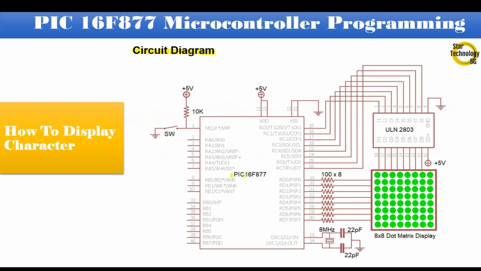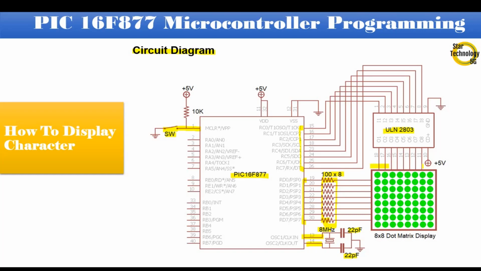It is PIC16F877 microcontroller. Pin number 1 is master reset. If we press the switch it will reset the microcontroller. Port C is interfaced with dot matrix display's rows through an ULN2803 IC because microcontroller cannot provide enough current for operating 64 LEDs. Port D is interfaced with dot matrix display's columns through current limiting resistors. And the value of resistor is 100 ohm. Pin numbers 13 and 14 are interfaced with an 8 MHz crystal and 22 pF capacitors are connected with the crystal.